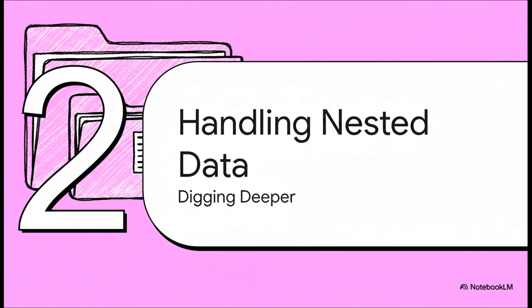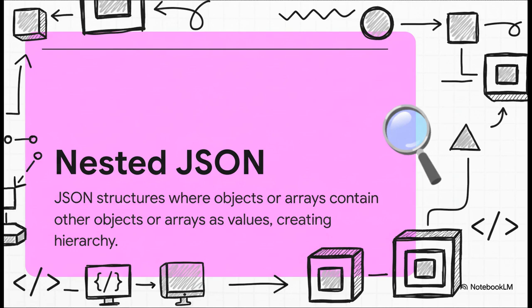Okay, now that we've got the basics down, let's tackle something a little more real world. See, most JSON isn't just a flat list. It's nested. The best way to think about it is like a digital filing cabinet, where you've got folders inside of other folders, and those folders have documents inside them. So what we're talking about here is called nested JSON. It's just a structure where the values can be other JSON objects or arrays themselves. This kind of hierarchy is what makes it so powerful for organizing data in a way that just makes sense.